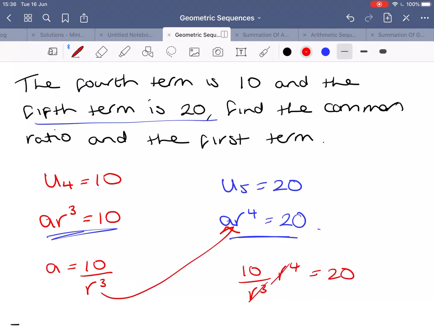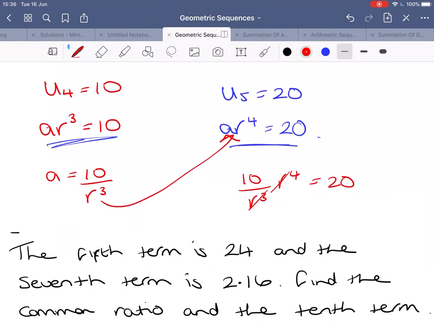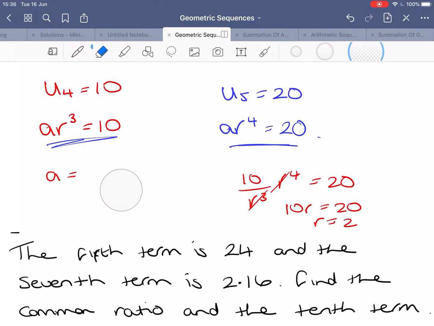These are going to cancel. So I'm just going to be left with 10R equals 20. So R equals 2. But there's a much better way of dealing with these sorts of equations. We would never do that.